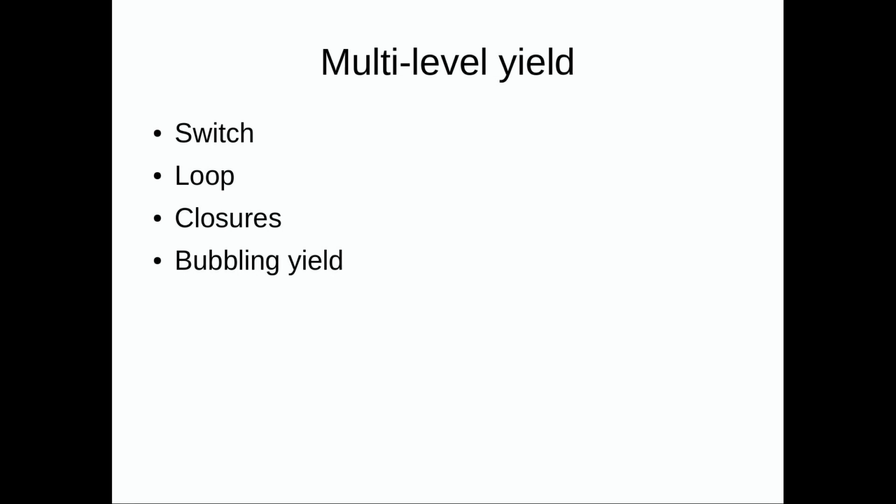So what would we need for a multi-level yield? Basically two things. We need to emulate the yield itself for ES5, and for that we're going to use switches, loops, and closures. And then we're going to need to bubble the yield to get the coroutine effect.